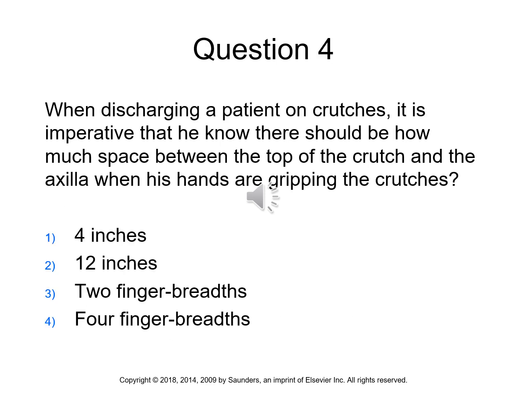All right, question 4. When discharging a patient on crutches, it is imperative that he know how much space there should be between the top of the crutch and the axilla when his hands are gripping the crutches. So the answer to this is 2 finger breadths. You want to make sure there's at least 2 finger breadths of space between the top of the crutch and the axilla, because the person shouldn't be pressing down in their axilla when they're using the crutches.